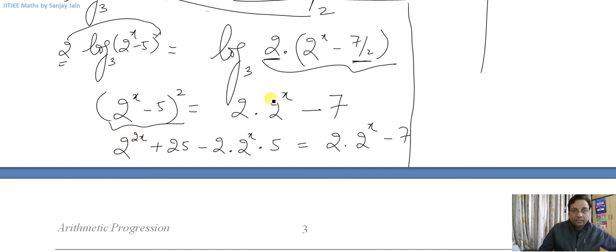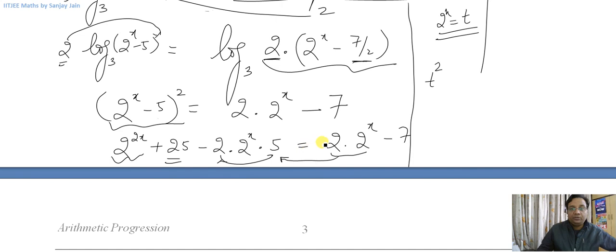Now let me solve it here. If I consider 2 raised to power x to be equal to t, just to make this look simple, then this will be t squared, because this is 2 raised to power 2x. And then this is 25, and this is 10 into 2 raised to power x. This is 2 into 2 raised to power x. If I bring it on the left hand side, it will be 12 into 2 raised to power x with a negative sign. So I can say minus 12t. And this is 25, this is 7, so it will be plus 32, and it is equal to 0.